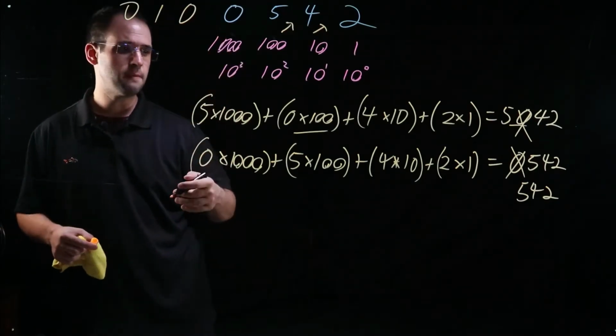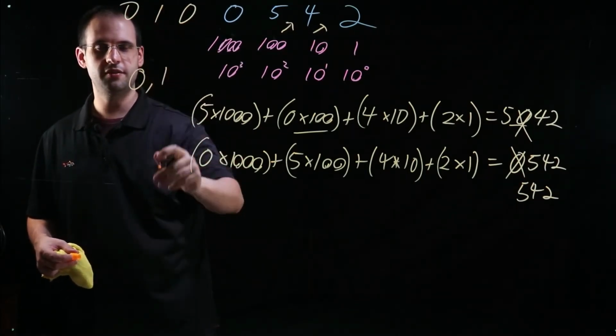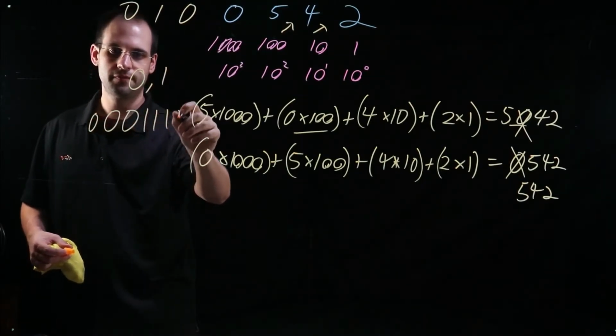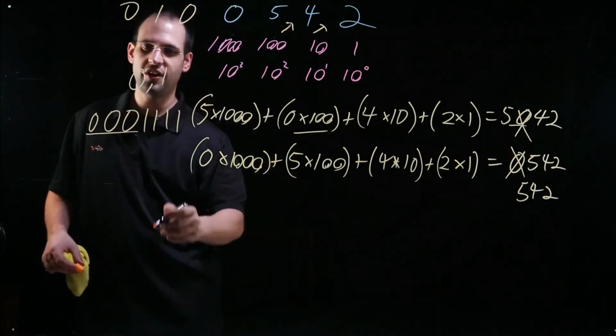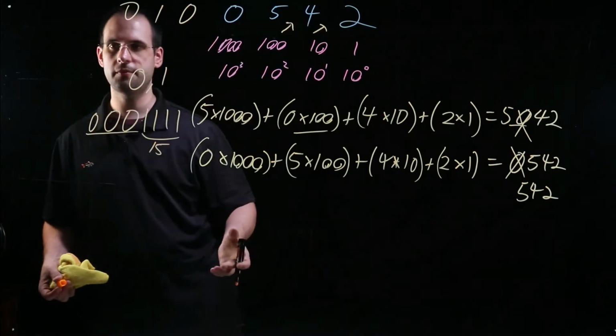But you will see as we start to look into our binary system of zeros and ones, if we have a bunch of zeros out in front of our number, these zeros are not going to really affect the total outcome of the number.